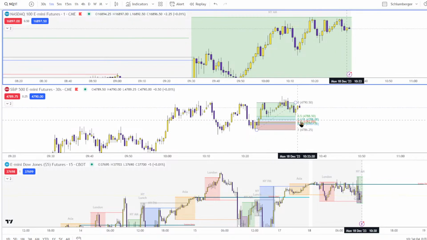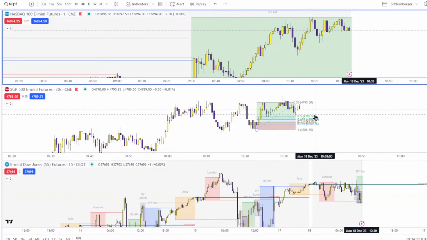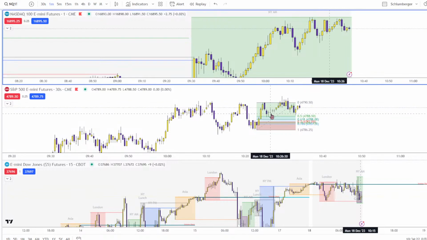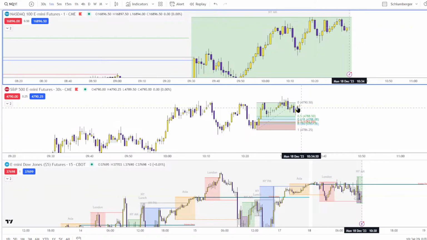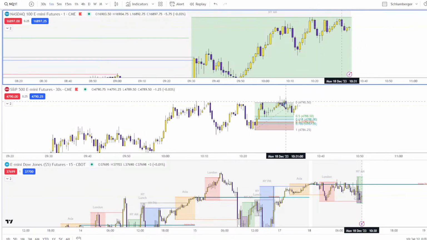Back into this guy again. This isn't validated yet. We're still inside this inversion. So here and here, we need that to hold in order to get back to here. If not, that thing there is supporting price still.